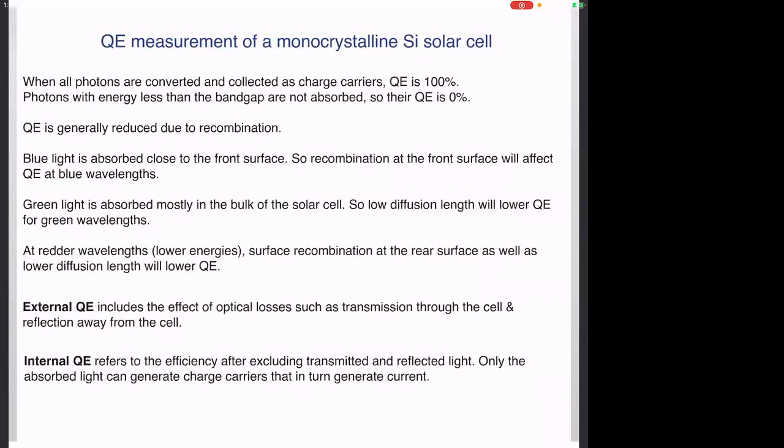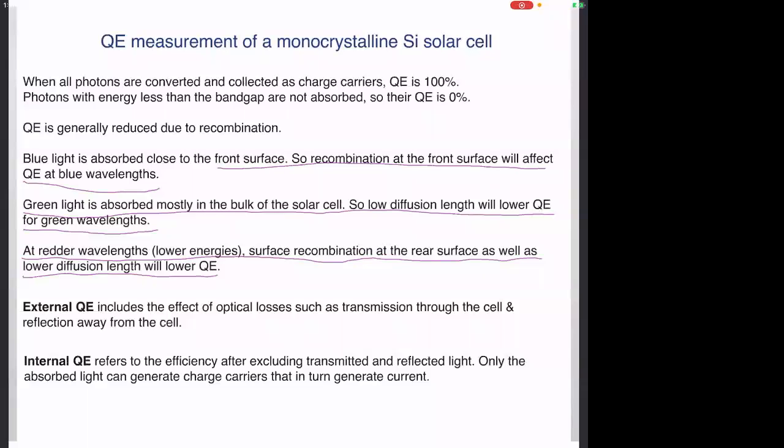It's generally reduced due to recombination. Blue light is absorbed close to the front surface. So recombination at the front surface will affect quantum efficiency at blue wavelengths. Green light is absorbed mostly in the bulk of the solar cell, so low diffusion length will lower the quantum efficiency of green wavelengths. At redder wavelengths, surface recombination at the rear surface, as well as lower diffusion length, will lower the quantum efficiency.